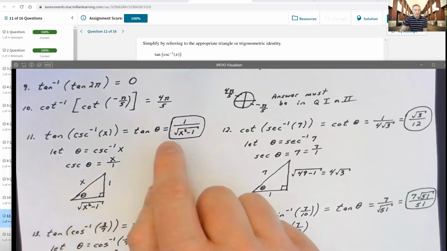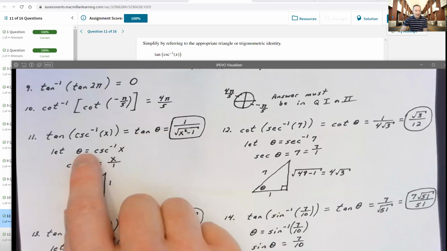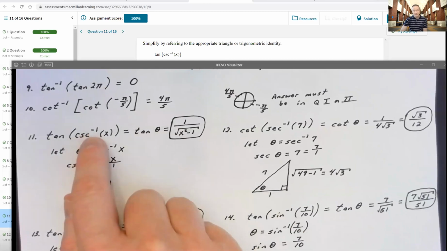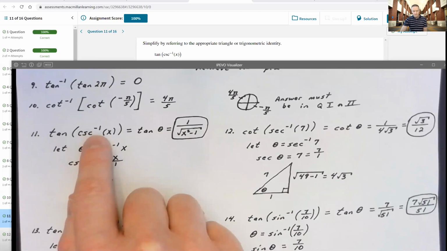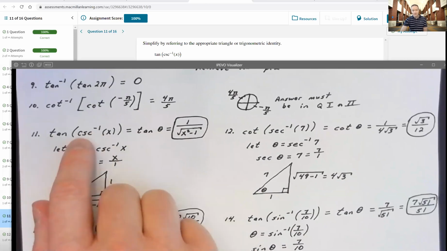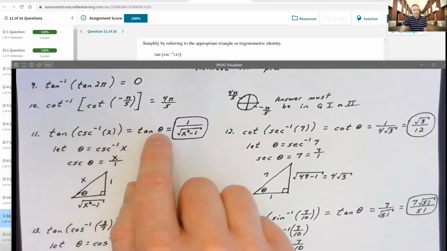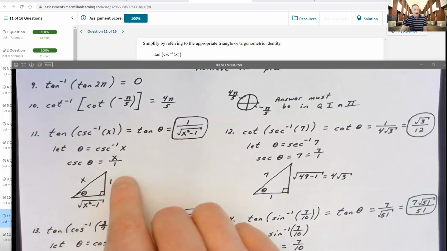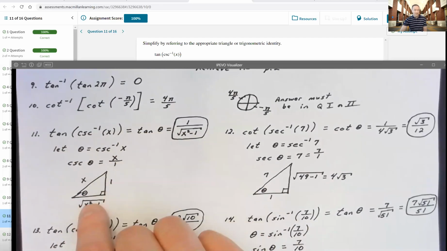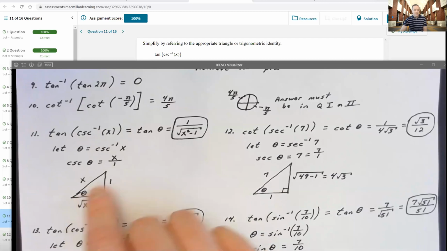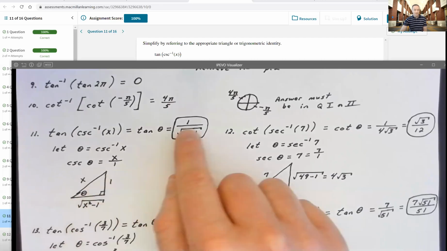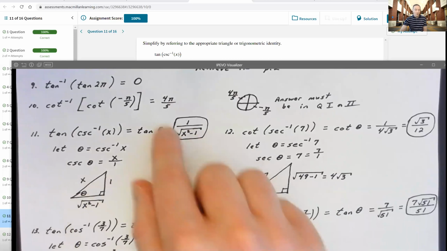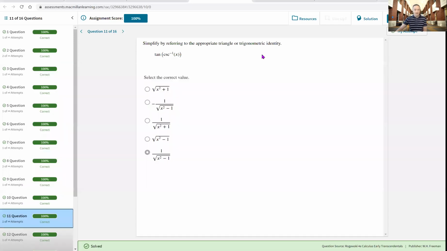Now I go back to my problem and I can say, okay, I've allowed theta to represent this inverse cosecant function. But now this is going to simplify to be the tangent of theta. What's the tangent of theta? Tangent of theta is simply the ratio of the side opposite the angle divided by the side adjacent the angle. So tangent's opposite over adjacent, I get 1 over the square root of x squared minus 1. Gorgeous final answer there, and you can see that Achieved liked it as well.